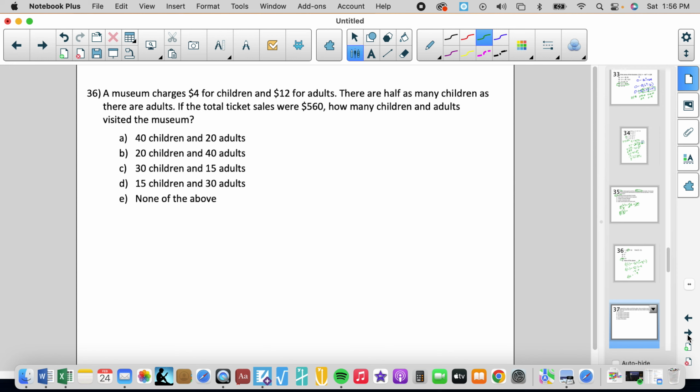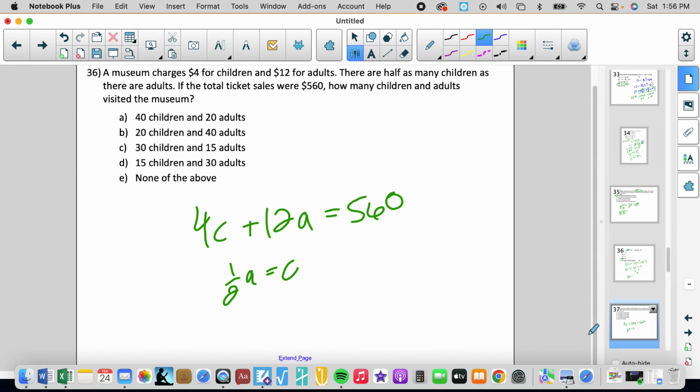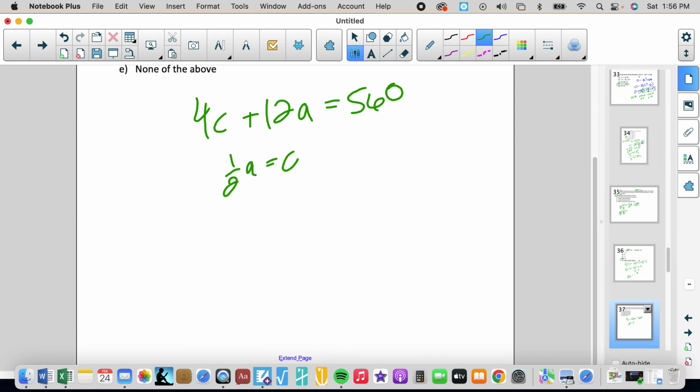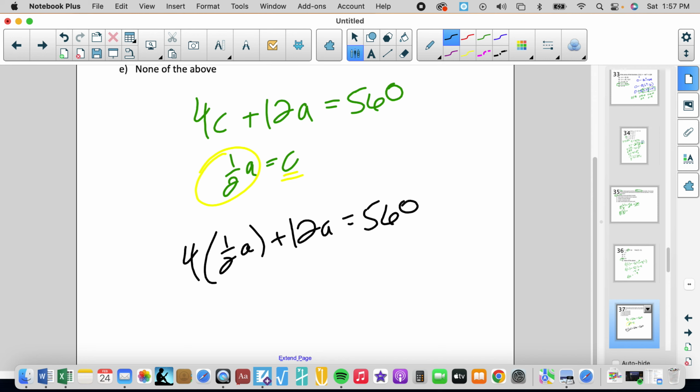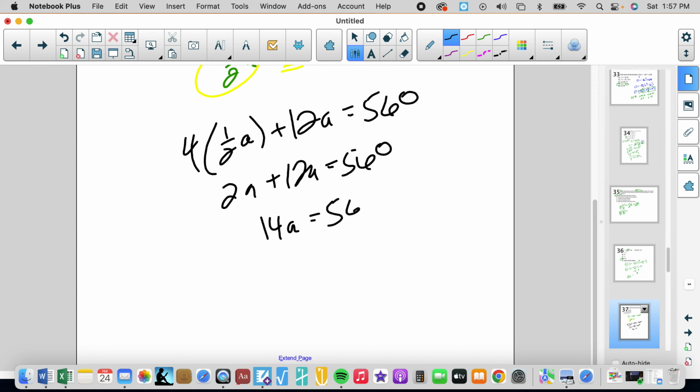A museum charges $4 for children, $12 for adults. There are half as many children as there are adults. The total ticket sales were 560. So if I take half the adults, that should equal the children, because my children are smaller, so I have to take half of the adults since that's larger. We're going to use substitution. We're going to substitute 1/2 A in for C. So 4 times 1/2 A plus 12 A equals 560. That's 2 A plus 12 A equals 560. That's 14 A equals 560. Divide by 14. A equals 40. So there were 40 adults.